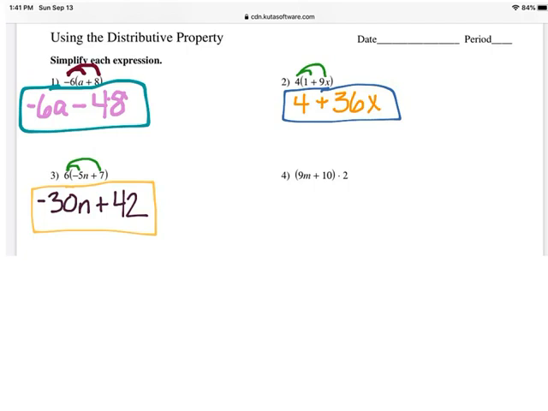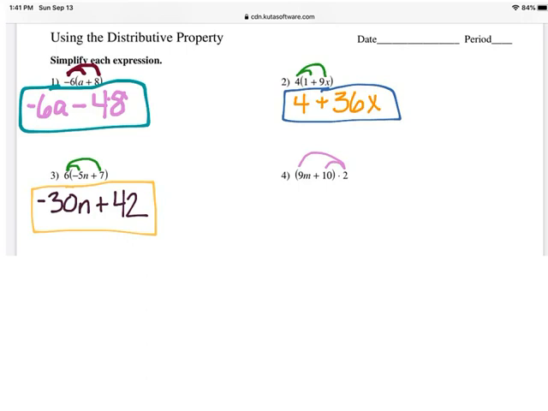Last example with the distributive property. So we have 9m plus 10 inside of the parentheses, and we have a 2 now on the outside on the other side. And that's just there to show you that it doesn't matter if the number is before the parentheses or after. It can still be distributed. It's just you don't see this written like over here so often, but that's okay.